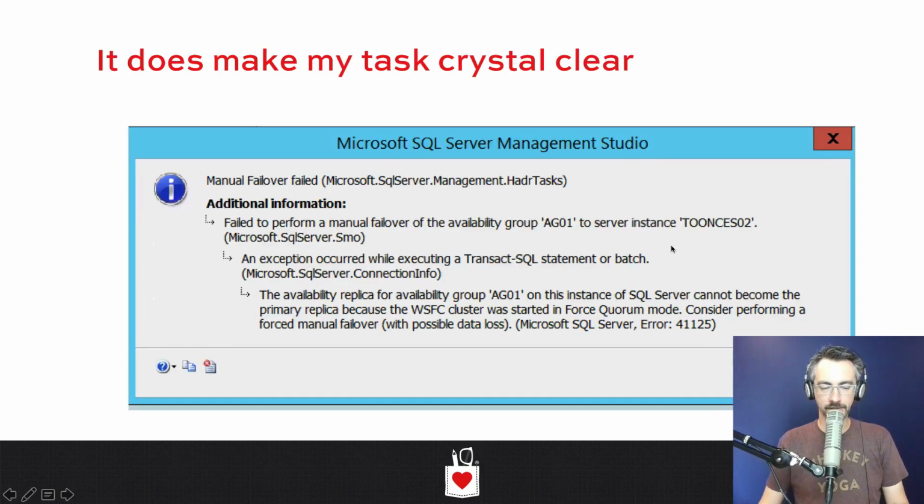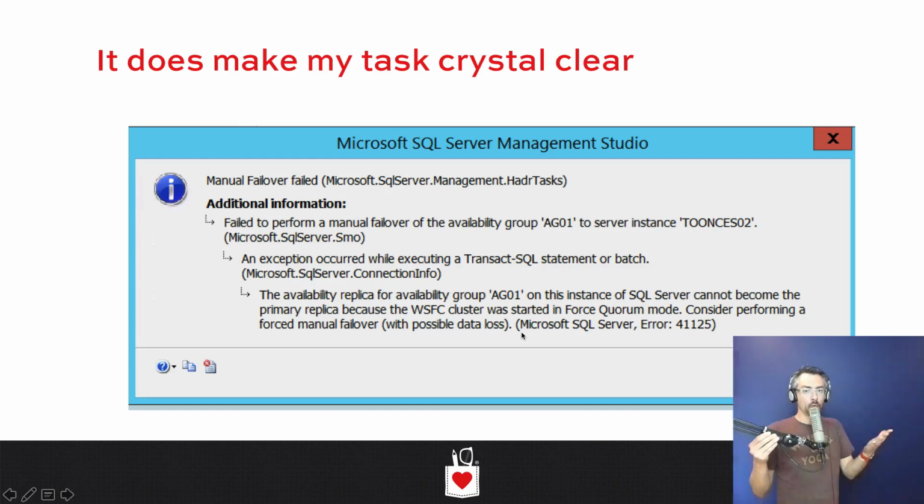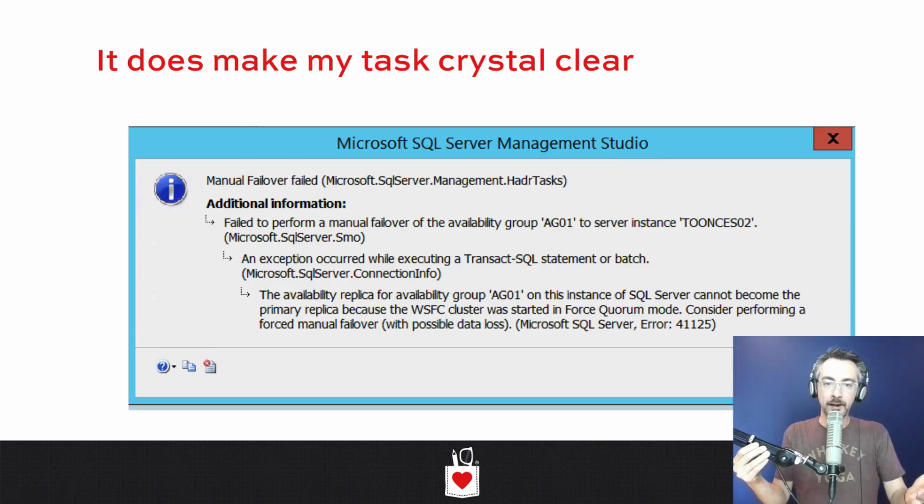Zooming in on the error message: the AG cannot become the primary because this thing was started in forced quorum mode. Consider performing a forced manual failover with possible data loss. Well, you told me I didn't have any data loss. You gave me a GUI I could click. All I had to do was click the next button. If I needed to do it with forced, allowed data loss, why didn't you let me?